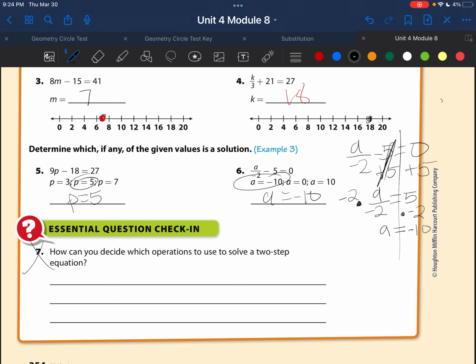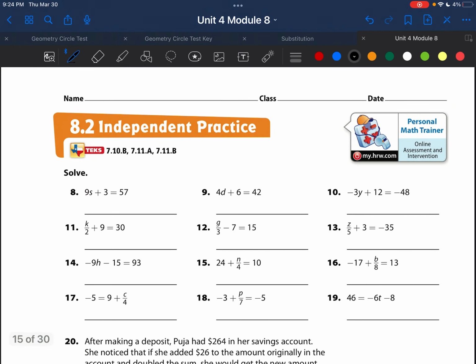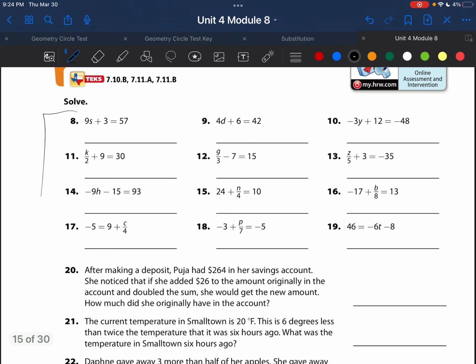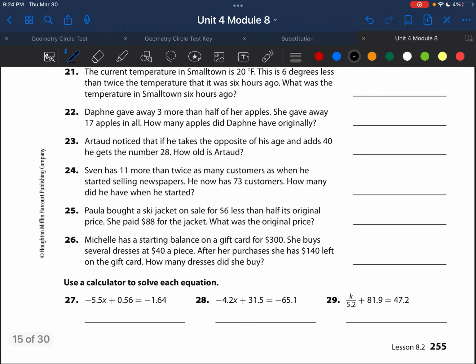All right, don't worry about number 7, okay? Let's go ahead on. You are responsible for all of these up here, okay? And all these down here, all right?